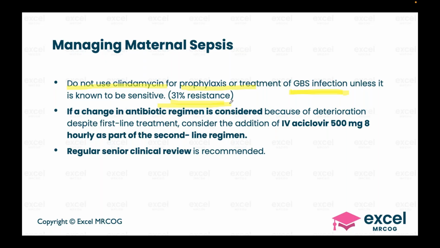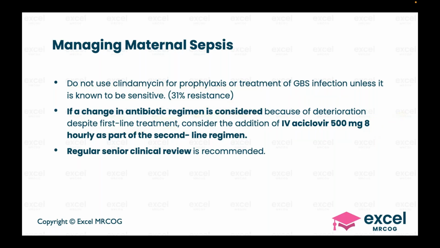So yeah, and this is also what we have seen earlier. If a change in antibiotic regime is considered because of deterioration despite first line treatment, consider the addition of IV acyclovir. Okay, this you can consider even if your HSV DNA results are not out, because remember your HSV DNA results can take time. So here you can empirically start IV acyclovir as well. And regular senior clinician review. This is important.